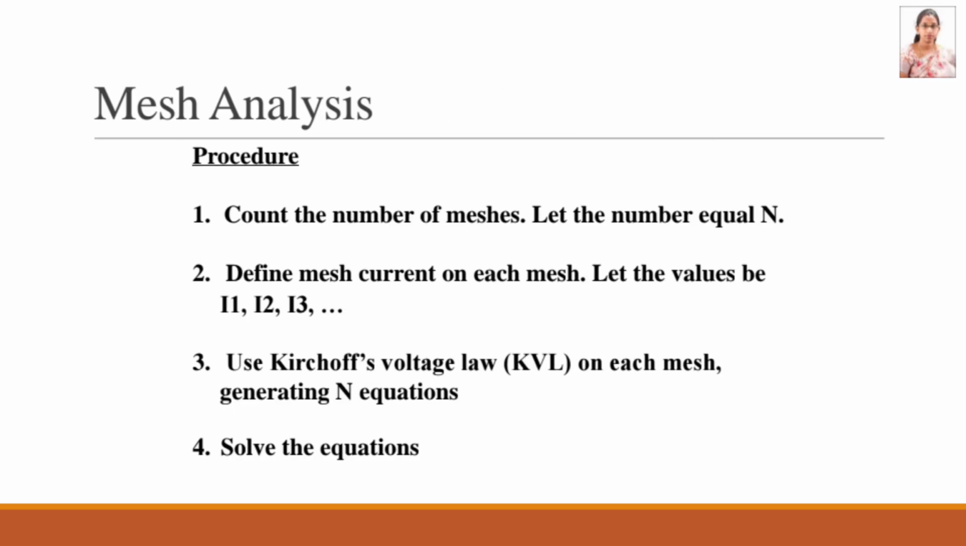The basic procedure involved in mesh analysis is, first, count the meshes: identify the number of independent loops, let it be n, and define mesh currents. Assign a current direction to each mesh, that is I1, I2, I3, and apply KVL to write the equations for each mesh. Then solve the equations using methods like determinants or matrix operations to find the mesh currents.